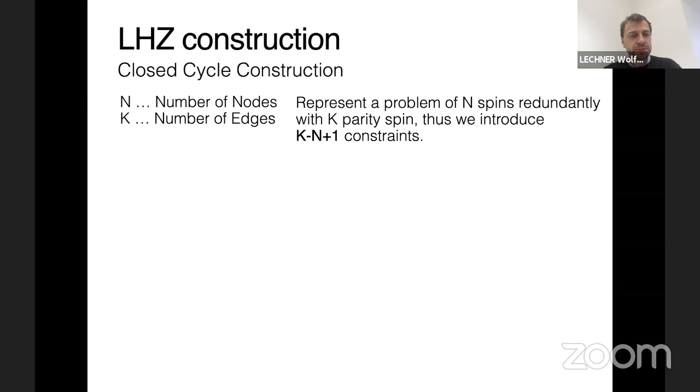So let me show you a generalization of the LHZ model. To do this, let me first introduce the LHZ model itself from this perspective. In the LHZ model, we assume an initial graph with n nodes and k edges, and we want to represent the graph by k parity spins, which sit on the edges and represent the parity of the two spins at the ends of the edge. By doing this, we introduce k degrees of freedom, whereas we originally represent a problem with n degrees of freedom. This means we have to introduce k minus n plus 1 constraints in order to reduce the space again, such that we can represent the original problem.